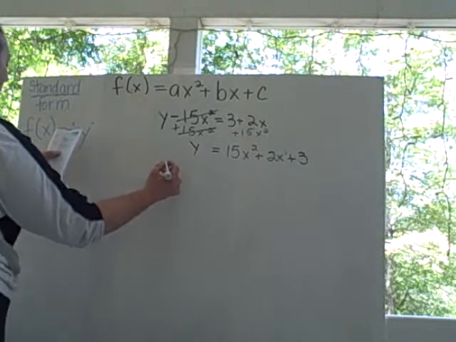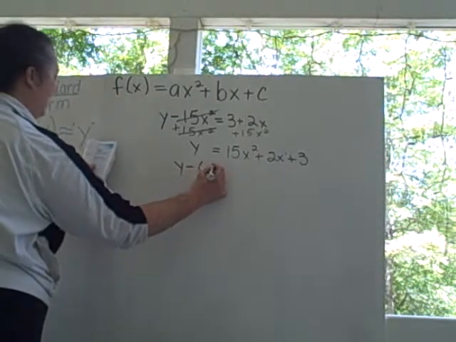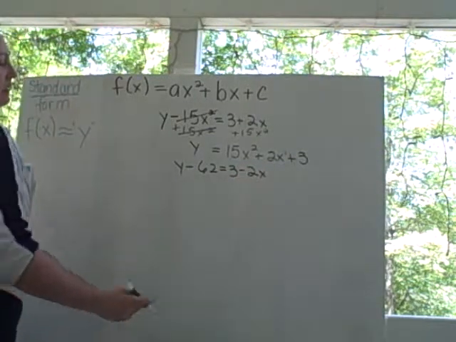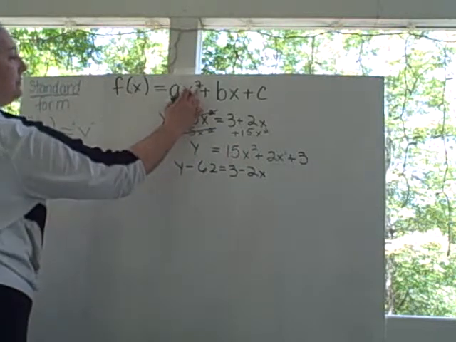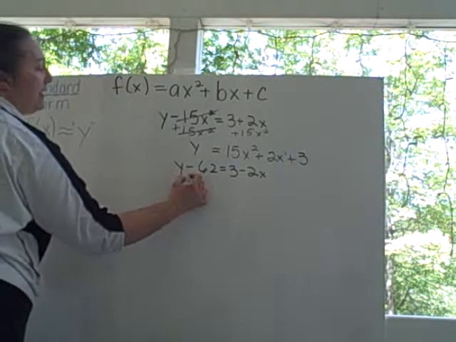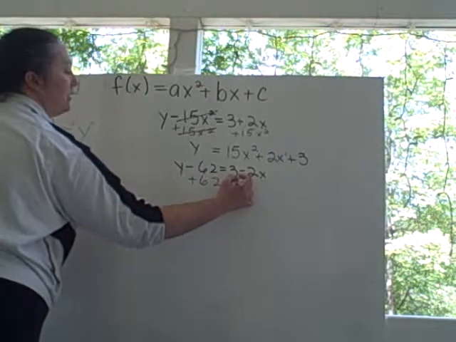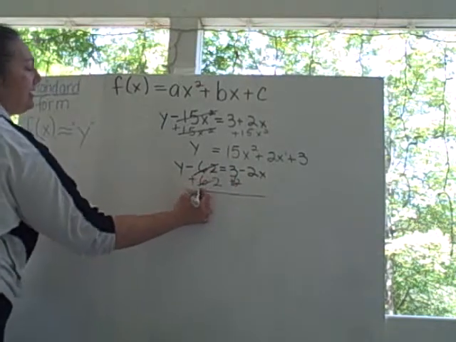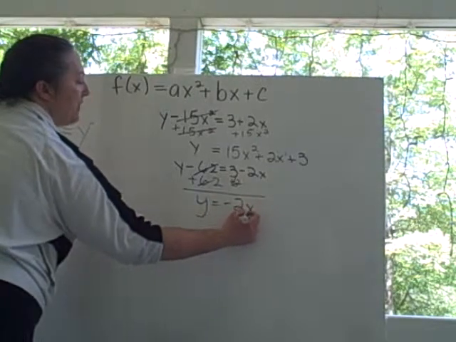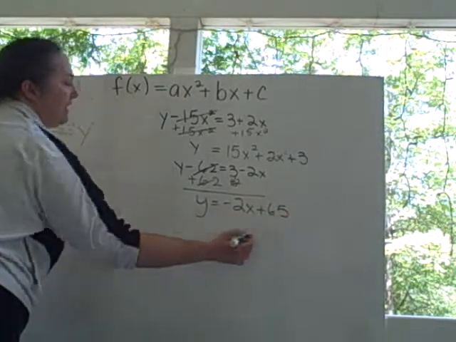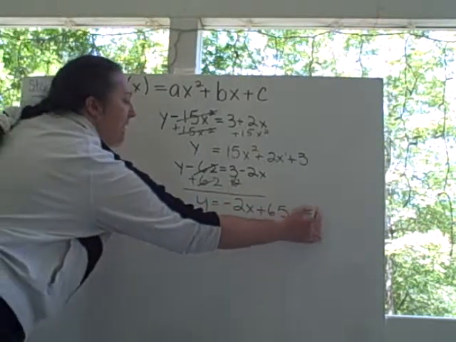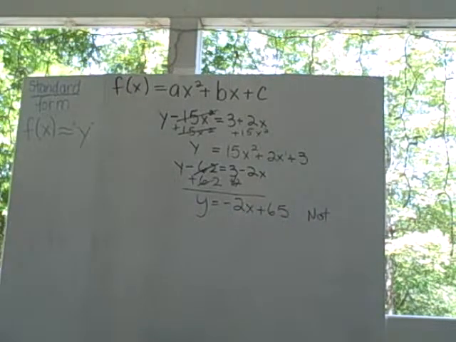Let's take a look at one more. y minus 62 equals 3 minus 2x. Right away, I don't see any exponent of 2. So at first glance, I'll say no. But let's solve for y and take it to its conclusion. Adding 62 to both sides, I get y equals, making sure you put your x term first, negative 2x plus 65. And again, there is no x squared term, therefore this is not a quadratic function.